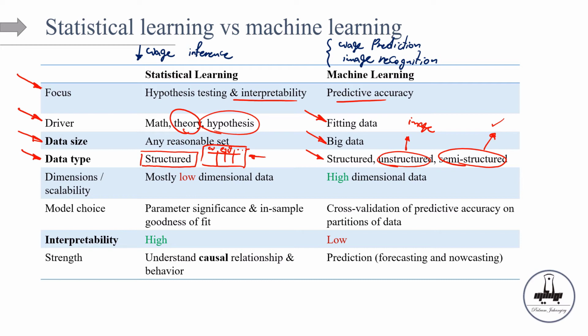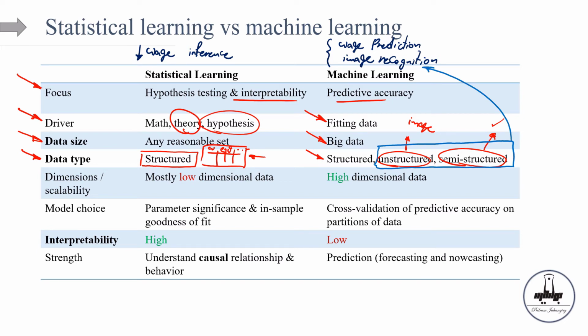Okay, so this is very, very important because remember, guys, if your data is unstructured or semi-structured, you can simply not use the statistical learning models. You cannot use the econometrics models. You have to use machine learning models. So this is a big deal.